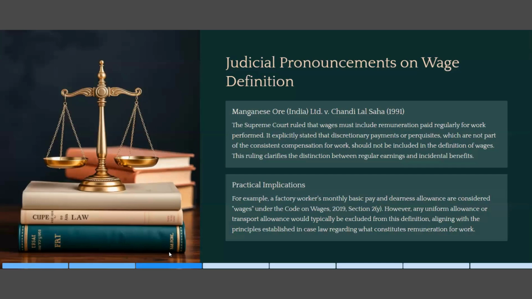Practical implications, for example, a factory worker's monthly pay and dearness allowance are considered wages under the Code on Wages 2019 as per Section 2(y). However, any uniform allowance or transport allowance would typically be excluded from this definition, aligning with the principles established in case law regarding what constitutes remuneration for work.